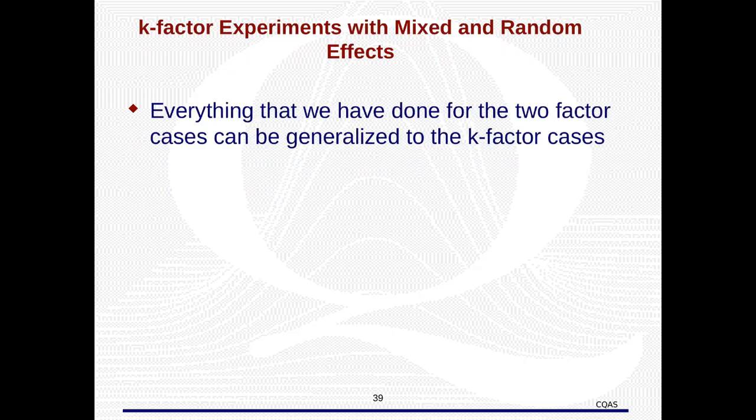Let's move on to K-factor experiments with mixed and random effects. As we discussed earlier in the context of two-factor cases, the principles can be generalized to accommodate any number of factors. In a K-factor experiment, we have multiple fixed effects, which are typically denoted by uppercase letters such as A, B, C, and so on. These factors are assumed to have main effects, as well as interactions between each other.